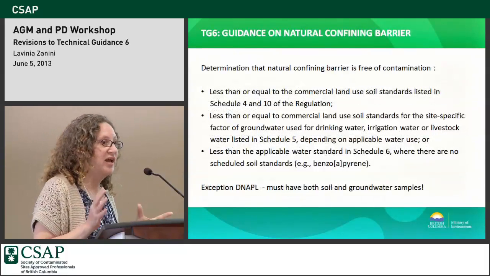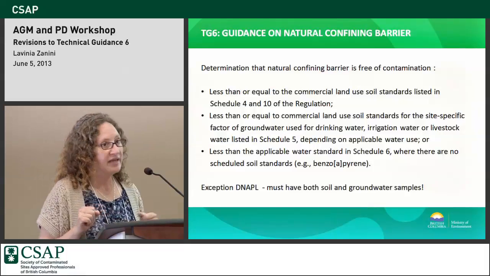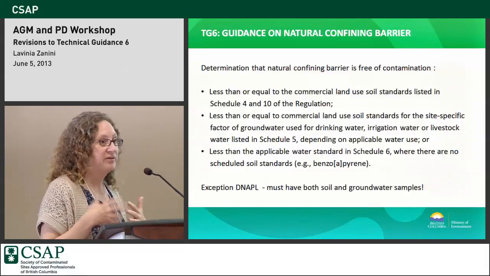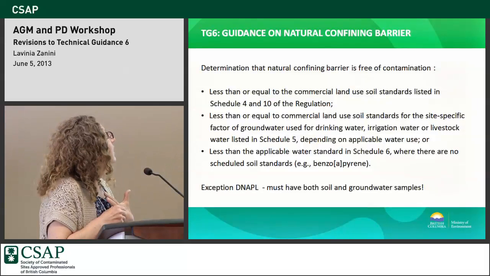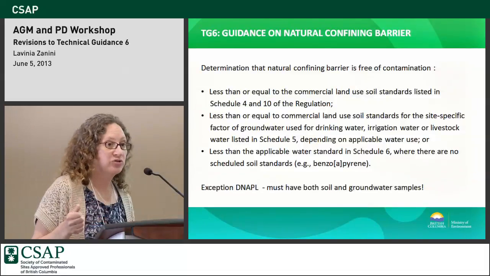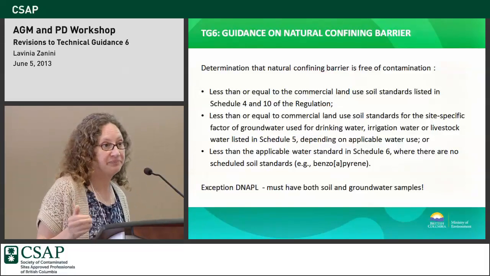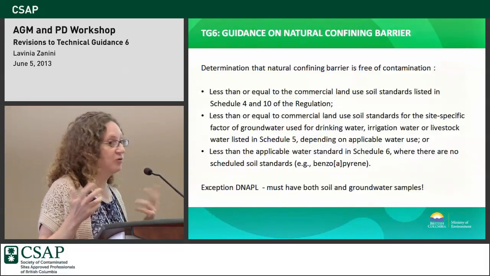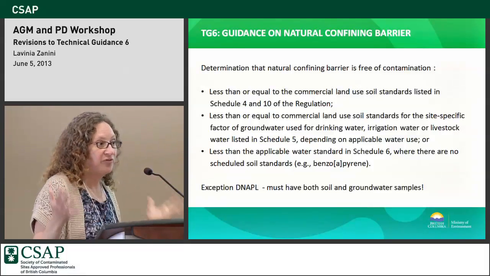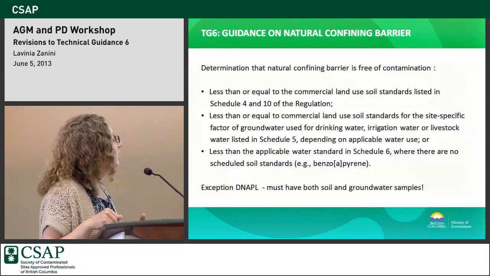And then we've added some guidance to the document. And like I said, this was all because of questions that you guys came up with, and we had to come up with answers to them. We have the definition of the natural confining barrier. It's still the same. But we've had questions about how do you determine that your natural confining barrier, or your 5 meters, is free of contamination.